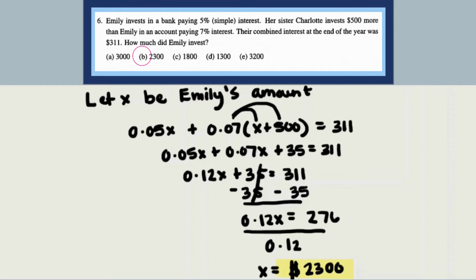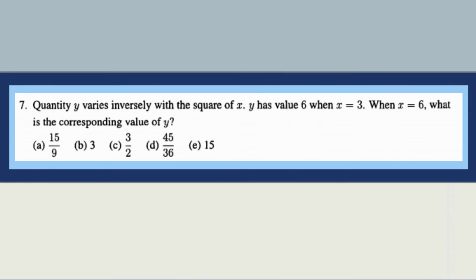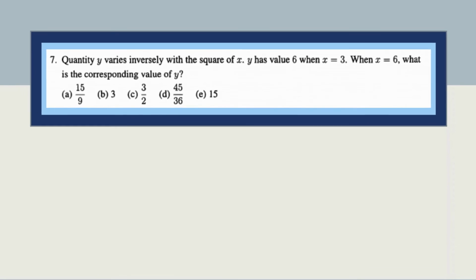Alright guys, so now we're going to move on to number 7. For number 7, it says quantity y varies inversely with the square of x. Y has a value 6 when x is 3. When x equals 6, what is the corresponding value of y? So I'm going to write down this information real quick.